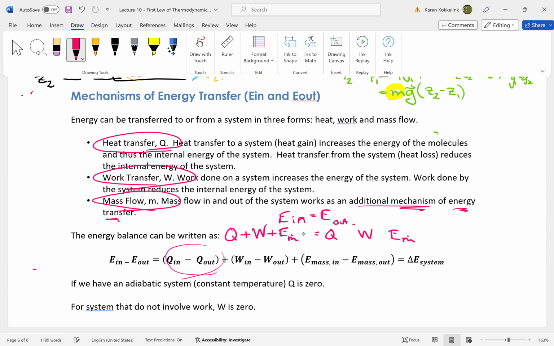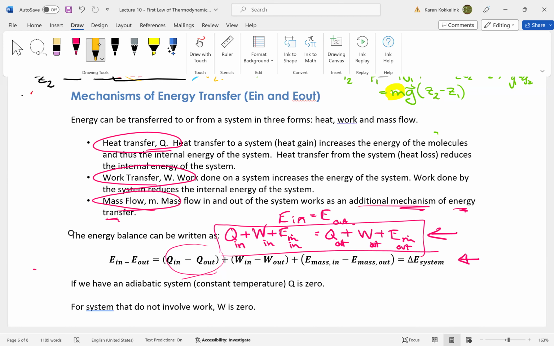The sum of all of them on one side has to equal the sum of all of them on the other side. So all of the in has to equal out. I like looking at the equation like this better, but some people like looking at it like this. So this is really a great starting point for any first law energy balance questions.